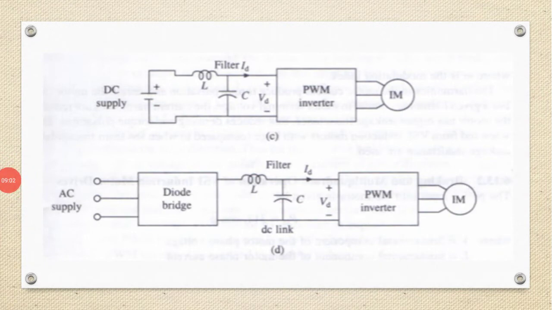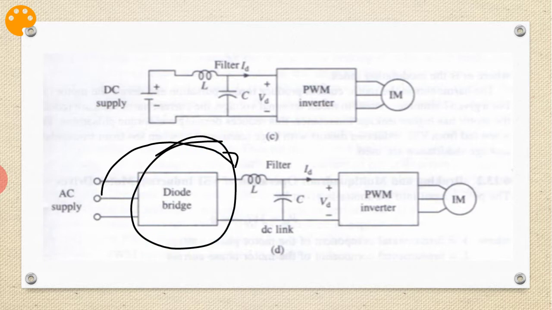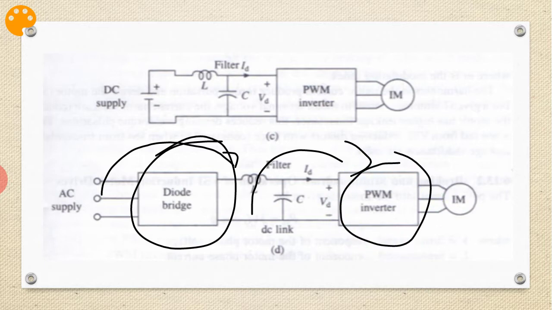When the supply is AC, a diode bridge is used to convert AC to DC. Then the output DC voltage is given to the PWM inverter. As I mentioned earlier, no arrangement is required for variation of input DC voltage when you are using the PWM inverter.